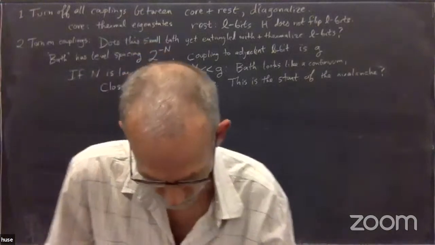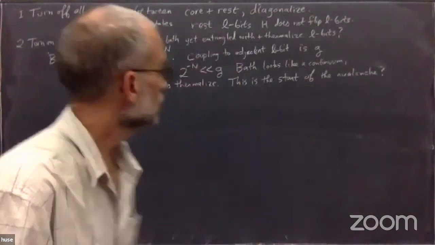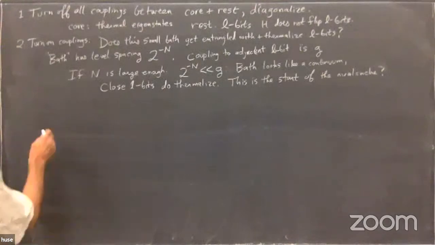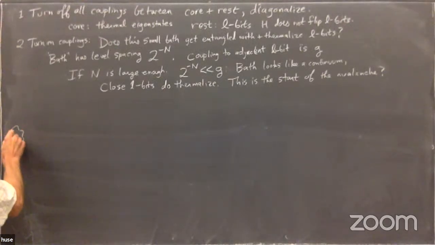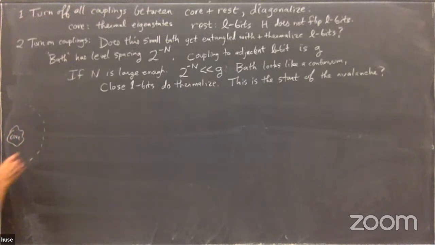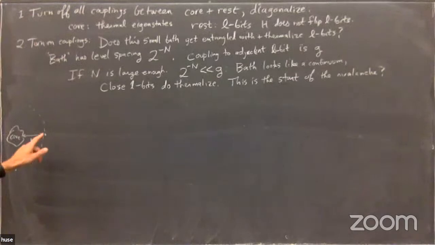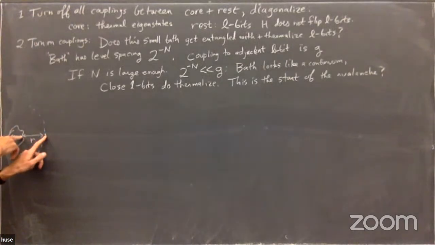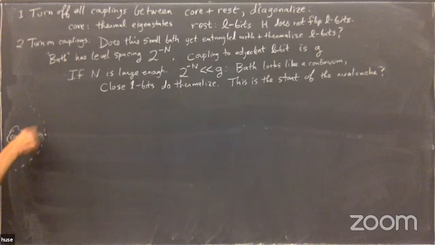Okay, so that's right. And so now let's do the following. Shouldn't have erased. So here's my core. And now let's say the avalanche has gone to distance r. And I have an L bit out here that's at distance r from the closest part of the core. Now remember, absent the couplings to the core, this L bit is conserved. It never flips. So the only way it flips is by interacting with the core. Even if all these L bits out here get thermalized, they can't flip it, right?